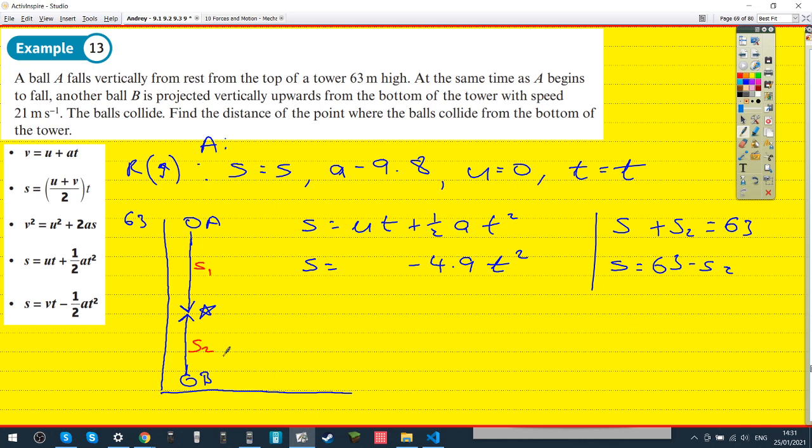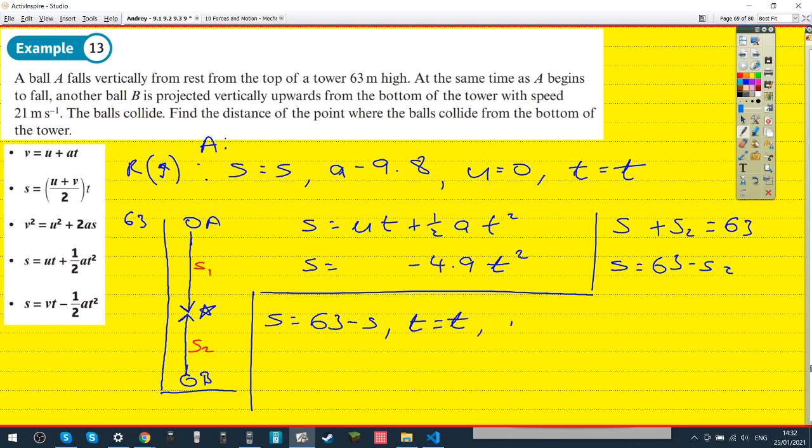Okay. And so this second journey, does that really help? So how about the second journey? If we were to make an equation for the second journey: S is 63 minus S, T is the same T, A is minus 9.8. And what else? U is 0? U is not 0 for ball B. Oh, U is 21. Yeah. And now let's try this one. S equals UT plus half AT squared. So what do you get there?